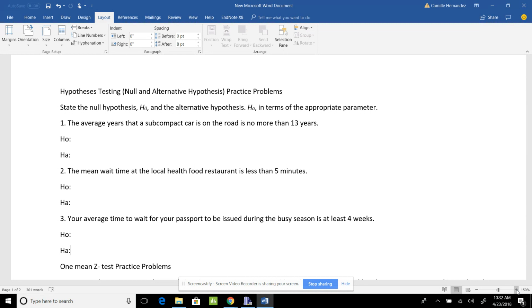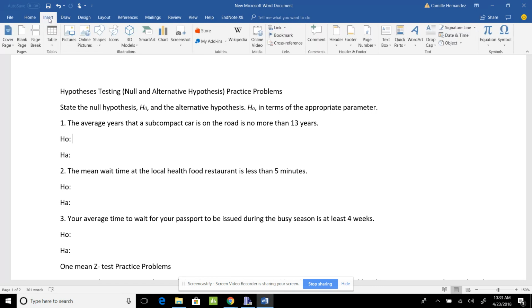So question 1: the average years that a subcompact car is on the road is no more than 13 years. So what does no more mean? No more means that it's 13 years or below. It could be 12.5, it could be 11.3. So that no more means that we have equal to 13 and below 13. So remember, in the null, it means that you have to have the equal sign.